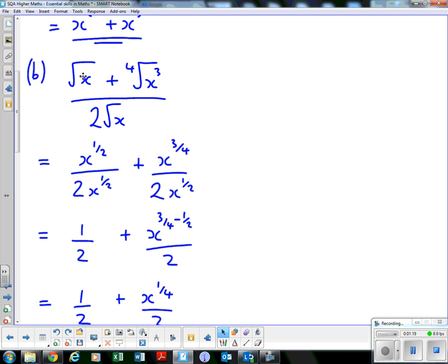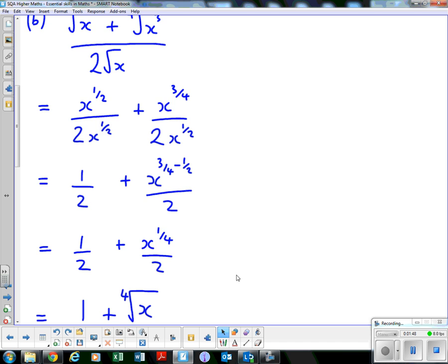So we'll get x to the half, square root of x is x to the half, over 2x to the half. Here, remember, the power is the top number in the fraction, the root is the bottom number, so that is x to the 3/4 over 2 root x, so over 2x to the half. Here we've got the same term on top and bottom, so they cancel, so we're left with 1/2. Plus, I've got 2 on the bottom, and x to the 3/4 minus 1/2 is x to the 1/4.